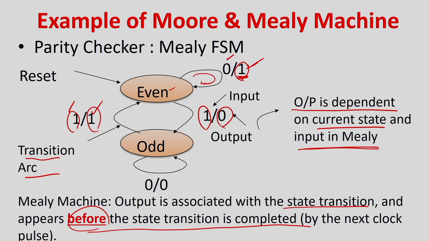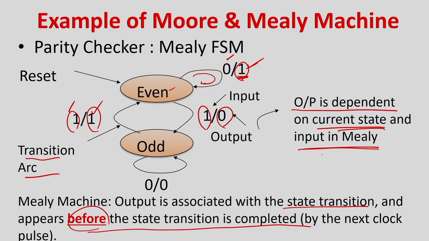So, clearly in Mealy machines the output appears before the state transition. You saw the input and based on that you change the output. Output is encoded in the arc and output depends on current state and input. Immediately it can change the output.